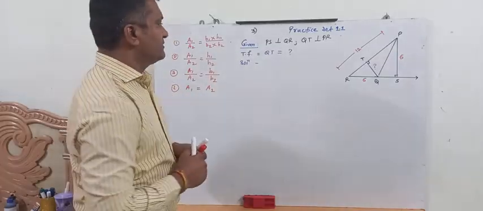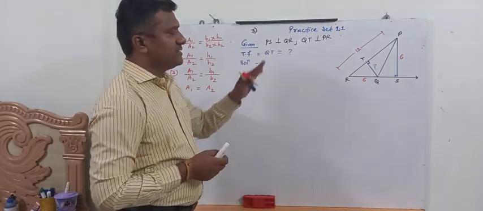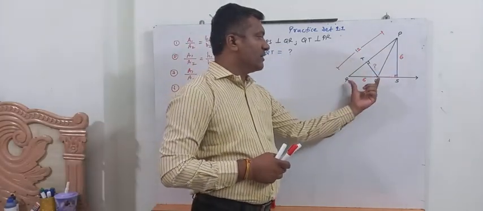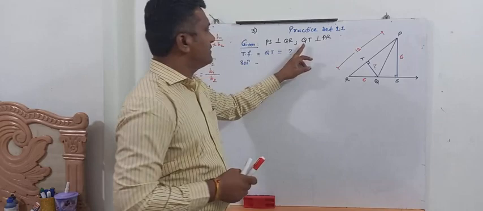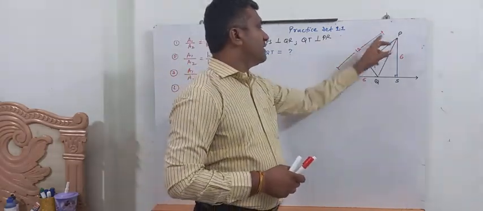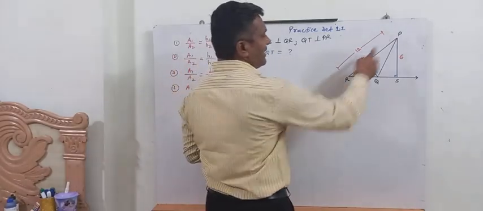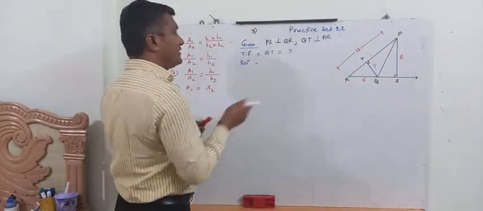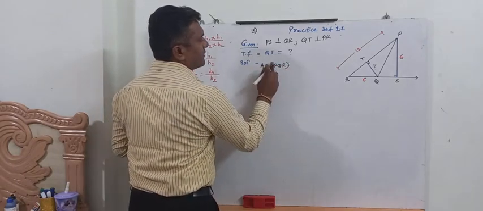Okay, student. Now look at the third sum from practice set 1.1. If you see the sum carefully, it is given PS is perpendicular to QR. Here, this is the height. This is the QR base. Second, QT is perpendicular to PR. If you see it carefully, here in triangle PQR, look at which triangle I said? PQR.